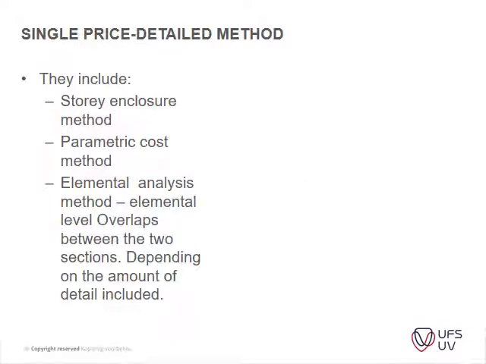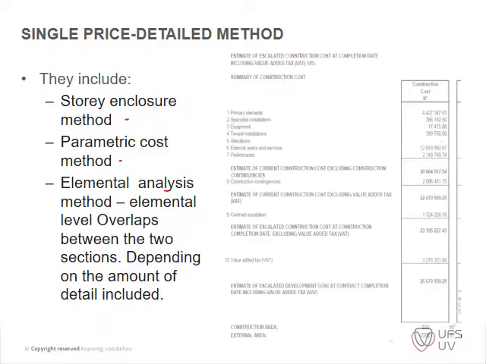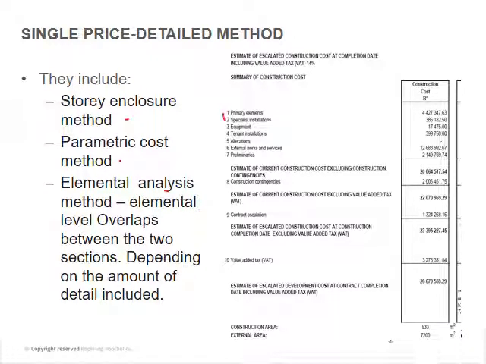Then we've got our single price detailed methods. So we've got our story enclosure method, our parametric system or method, and then we've got our elemental analysis method. The elemental analysis method is just the higher end of estimation, but you will understand that as soon as we get into the actual examples of those. So this is an example of an elemental analysis method where you've got your primary elements and so on, and you've got your cost estimation here, but it's based on a per square meter area on this side, which is times with a rate to get to that estimation.